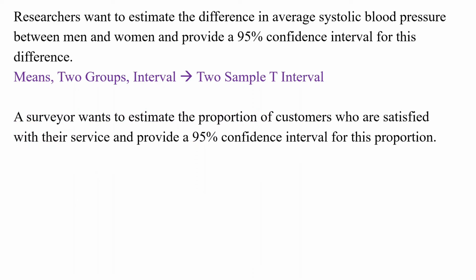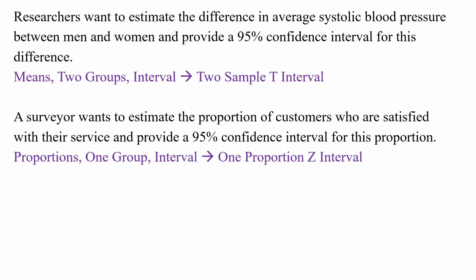A surveyor wants to estimate the proportion of customers who are satisfied with their service, and they want to provide a 95% confidence interval for this proportion. Okay. Well, there you have it right there, proportion, right? Proportion of customers who are satisfied. It is one group because they're just looking at their one group of customers, and they do want an interval. So this would be a 1 proportion Z interval.